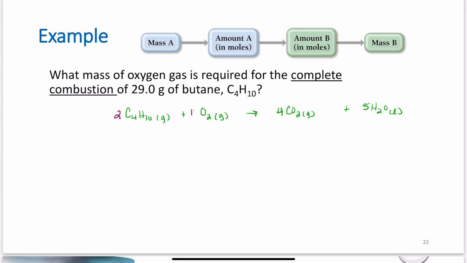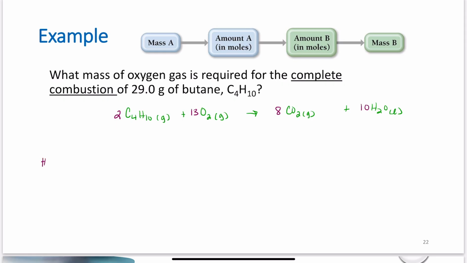So 2, 13, 8, and 10. And if you don't trust me, go ahead and check it. I now have 8 carbon, 20 hydrogen, 26 oxygen, 8 carbon, 16 oxygen, 20 hydrogen, and another 10 oxygen, giving me 26. It is nicely balanced. Now we can actually work on the problem.